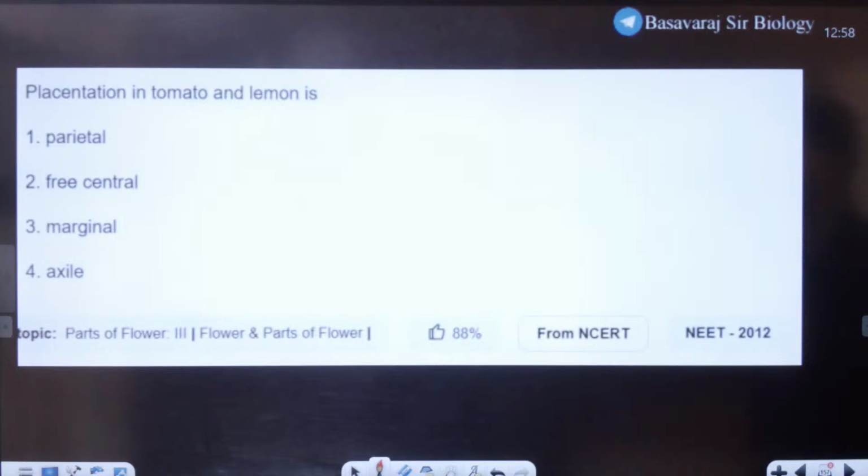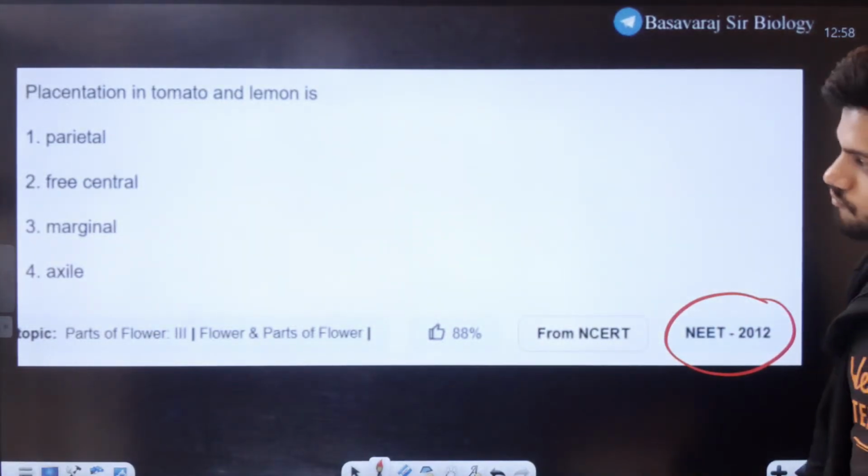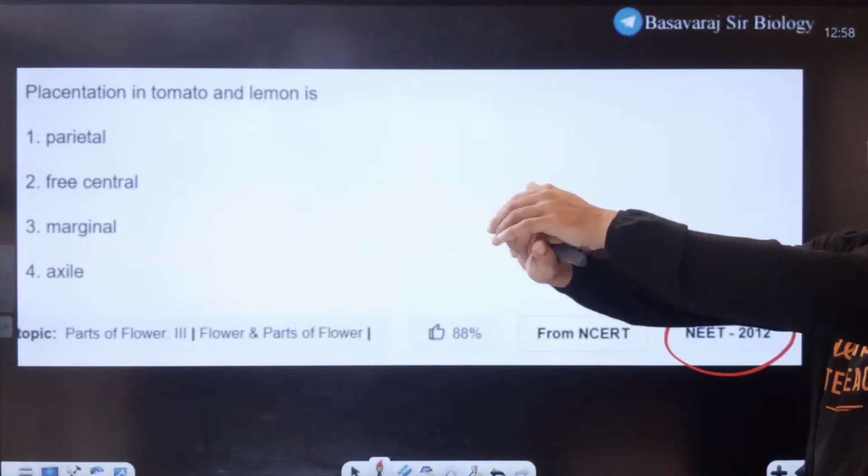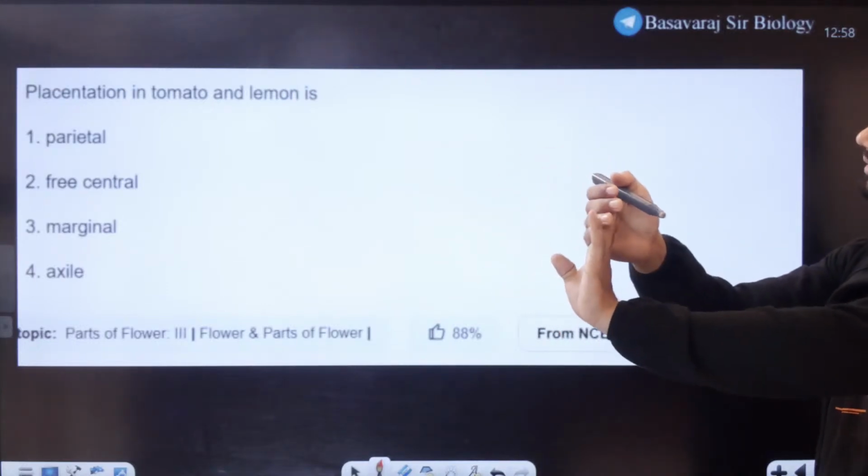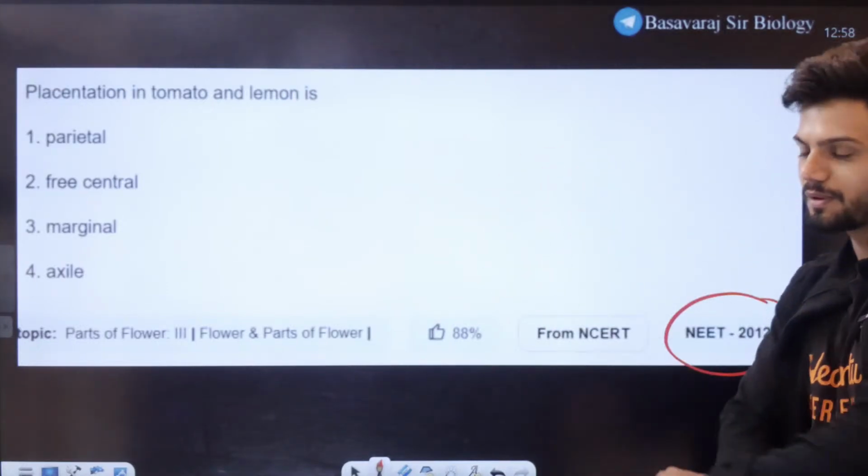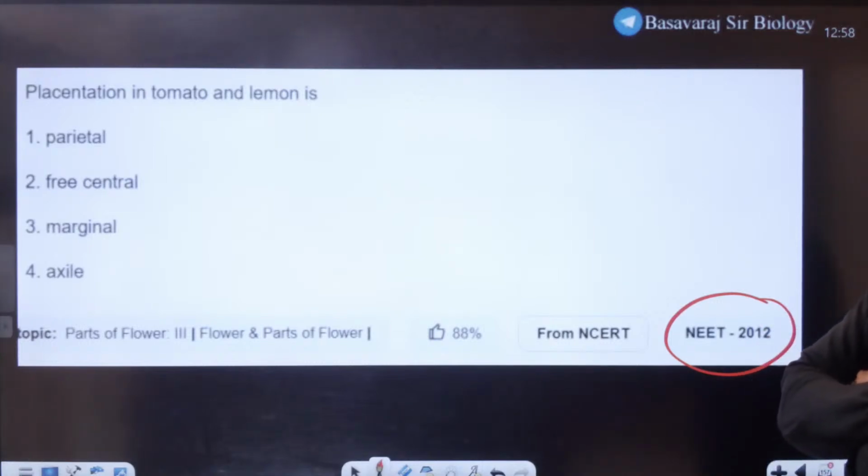Placentation in tomato and lemon is. Now you tell me the answer. Placentation in tomato and lemon is a 2012 question. Placentation of tomato and lemon is, what is it? Axial. Axial.